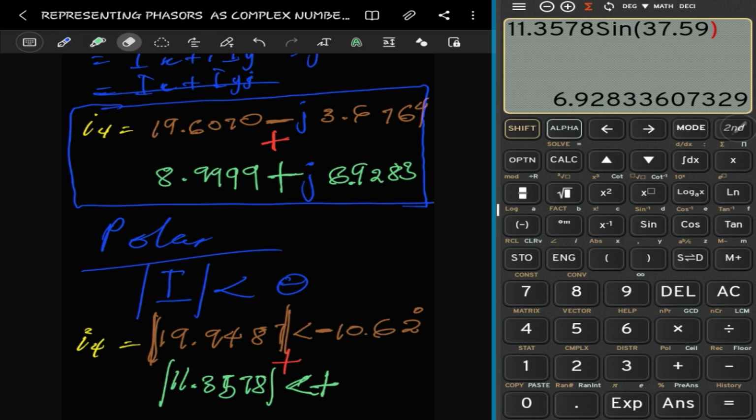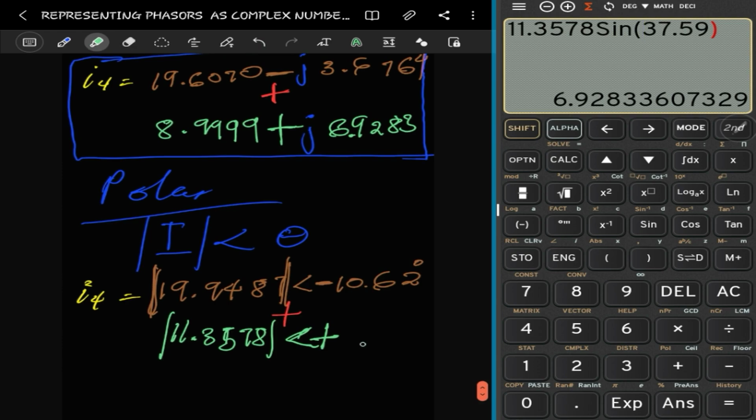37.59 degrees. 37.59 degrees. Alright, so that's it. That's how we represent them in the rectangular Cartesian form and the polar form. So you clearly see that you can even convert from one to the other. So let's try for one. So we'll try for the first part.